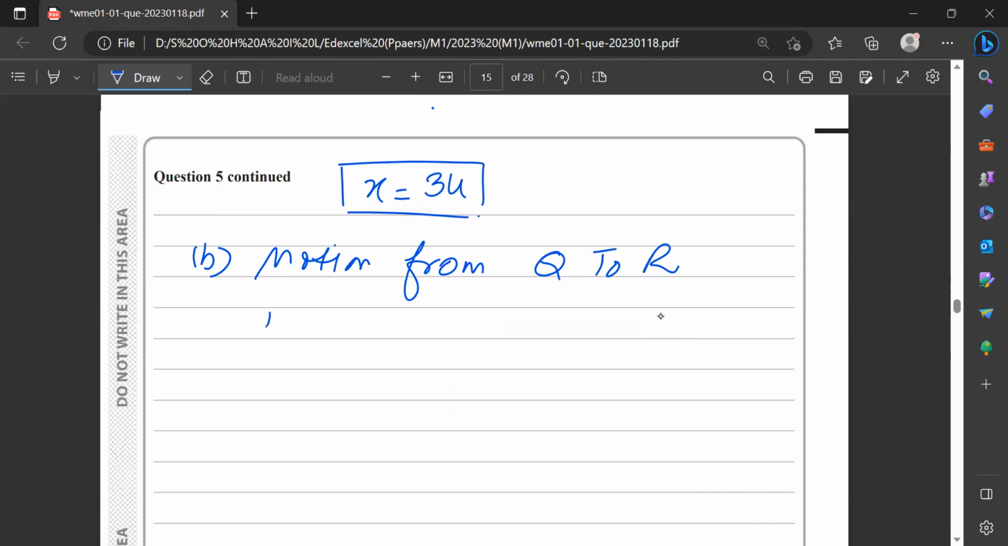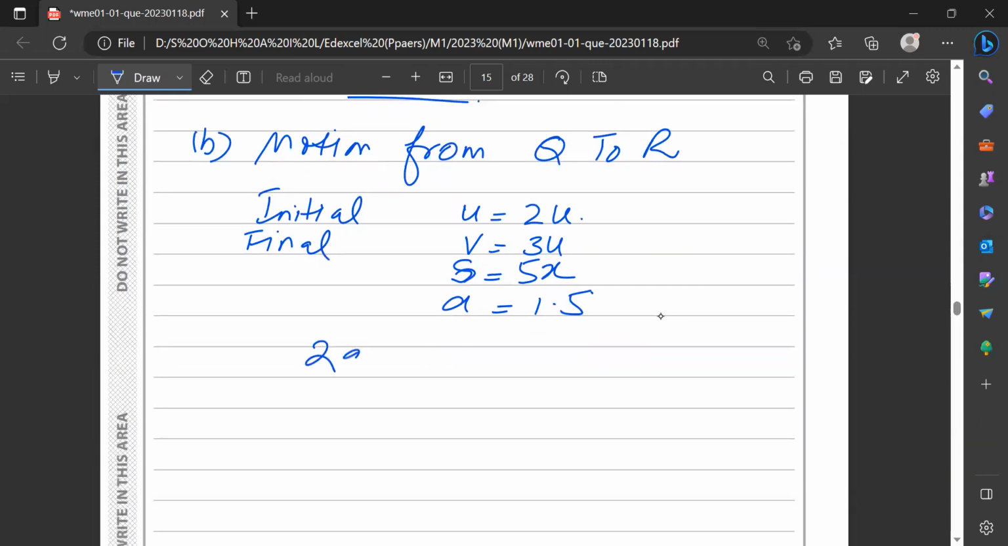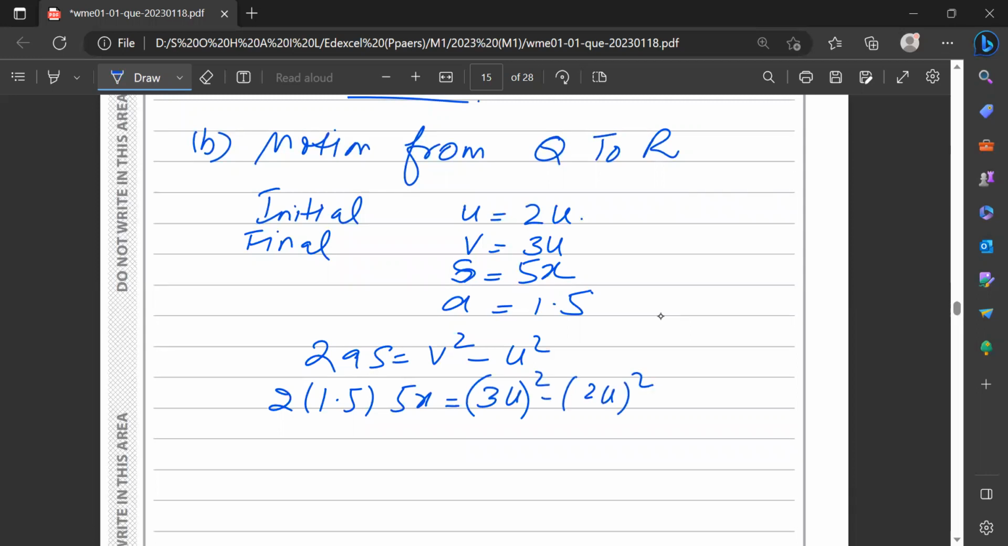Again, initial is given, u is equal to 2u. Final speed is given, v equals 3u. The distance is given, S is equal to 5x. And acceleration is given, 1.5. Using 2as is equal to v squared minus u squared: 2 into 1.5 into 5x is equal to (3u) squared minus (2u) squared.